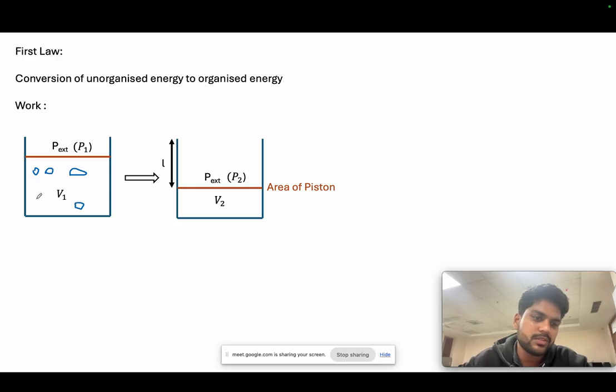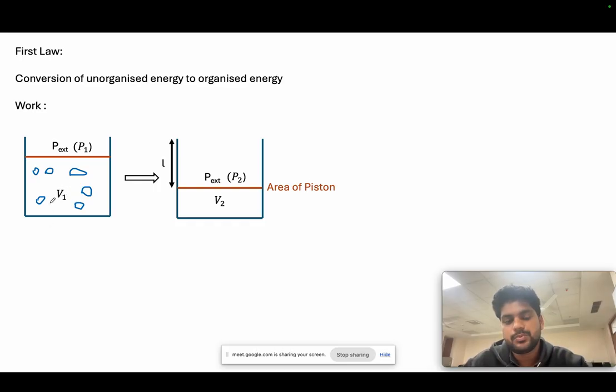Balls means molecules, don't consider it as a ball. As we discussed before, there is a pressure exerted by these molecules also, but we are not considering that pressure. We are considering only the external pressure which we are applying through the piston. Suppose I am pushing it, that pressure only we are applying. So there is P external, which is P1, and there is a volume V1.